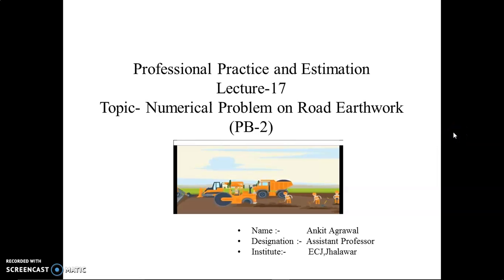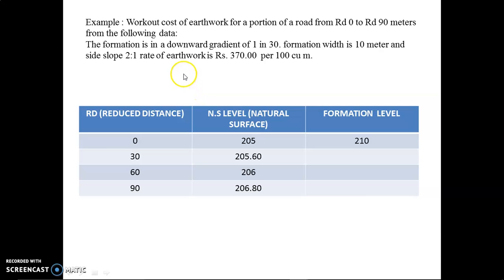Hello everyone, this is our lecture number 17 and today we discuss the second type of problem for finding the quantity of earthwork. Here we work out the cost of earthwork for a portion of a road from RD 0 to RD 90. This RD is the reduced distance. So RD 0 to RD 90 meter from the following data.